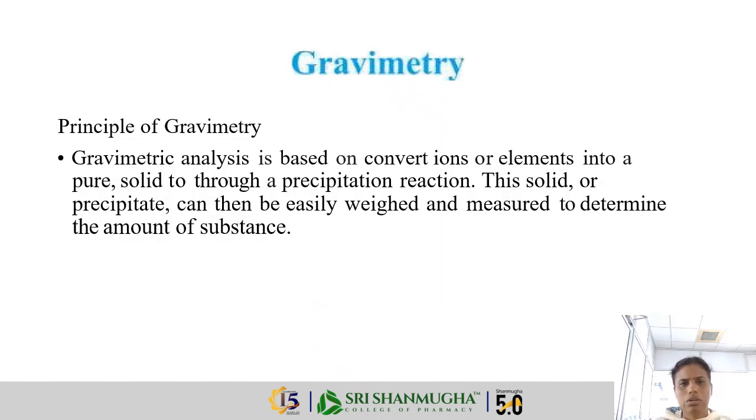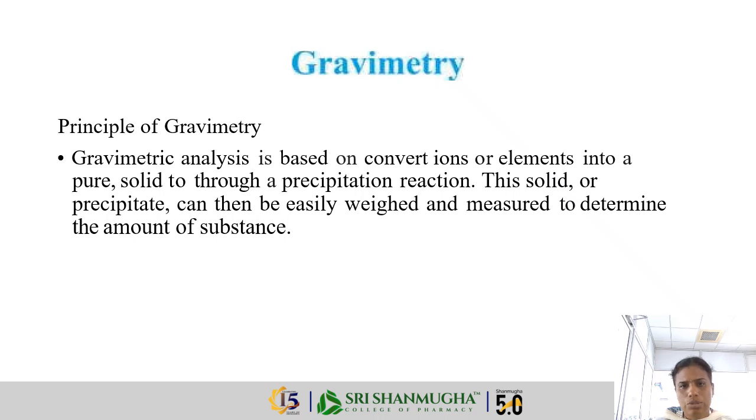Now let's understand the principles of gravimetric analysis. Gravimetric analysis is based on converting ions or elements into a pure solid through a precipitation reaction. These solids or precipitates can be easily weighed and measured to determine the amount of substance. The precipitate formed should be insoluble, only insoluble, not soluble.